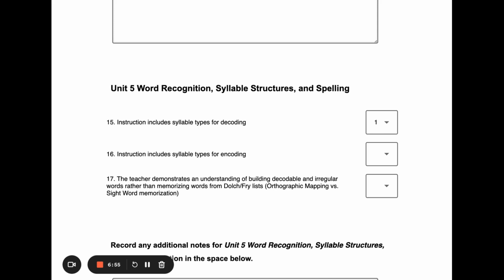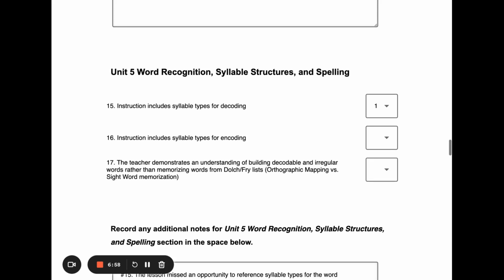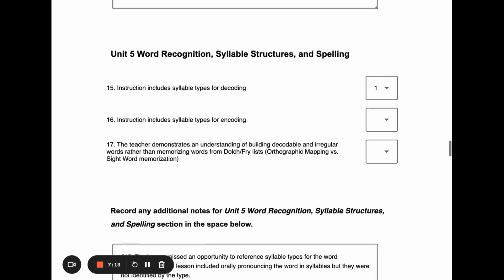for number 15. We scored this lesson a 1 for syllable types because there was a missed opportunity. The lesson missed an opportunity to reference syllable types for the word concentration. The teacher orally pronounced the word in syllables but did not bring attention to the syllable types.